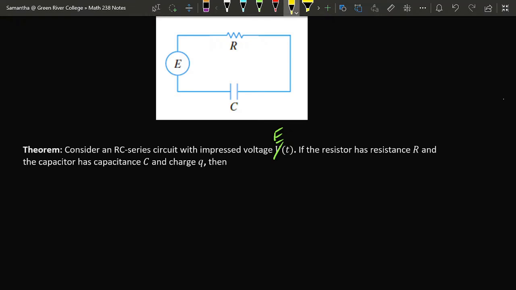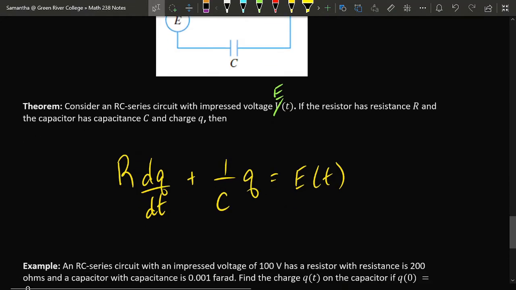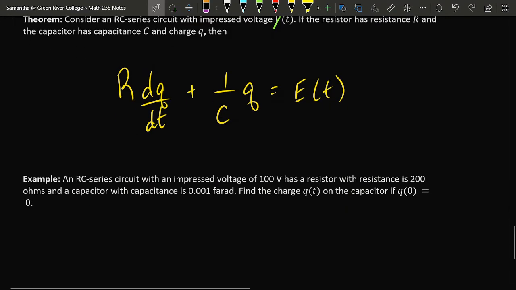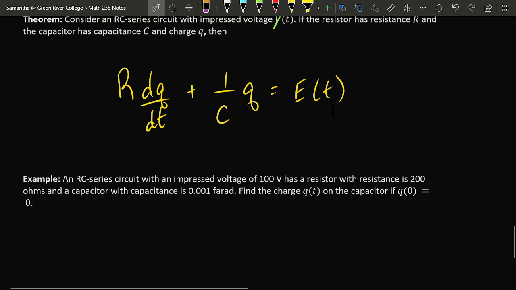In this case, the differential equation is given by the resistance times the rate of change of the charge plus 1 divided by the capacitance times the charge. That is the same thing as the impressed voltage. Once again, whether or not you understand where this comes from or what it means conceptually, you can survive these problems by just putting the constants in the correct place and solving mathematically.